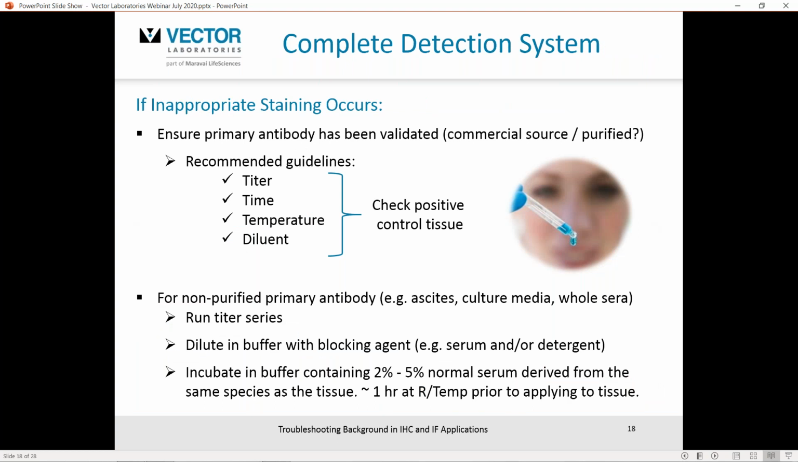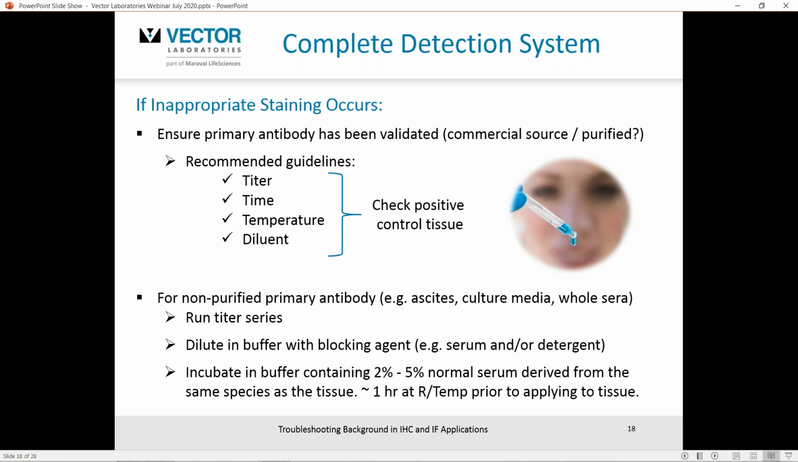So once you've worked through those, hopefully you've eliminated the background. If not, put the whole thing together, the whole detection methodology, see if you still get inappropriate or non-specific staining. If it does, cast an eye toward that primary antibody. Is it purified? Is it validated from that commercial source? If so, just make sure you're working within those recommended guidelines of dilution, how long it's supposed to be incubated on the tissue prep, at the temperature, and the diluent.